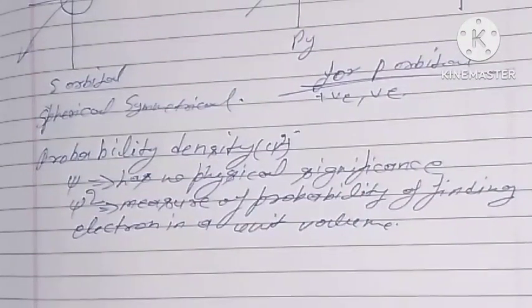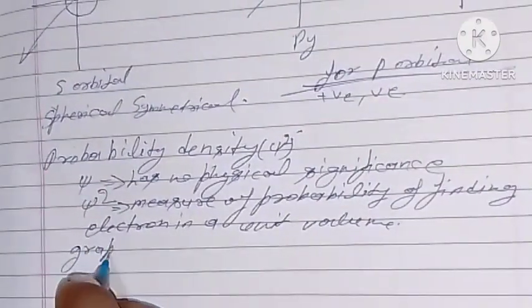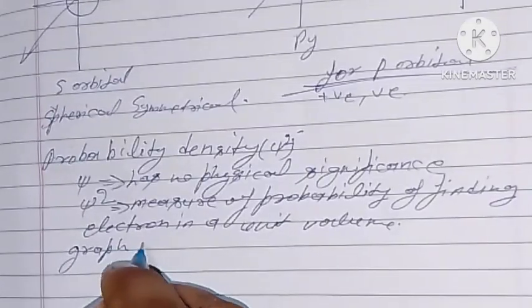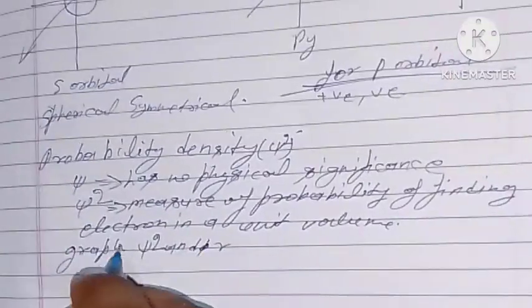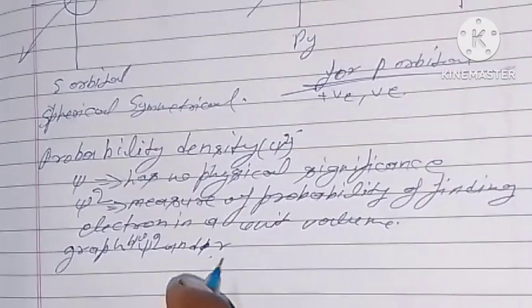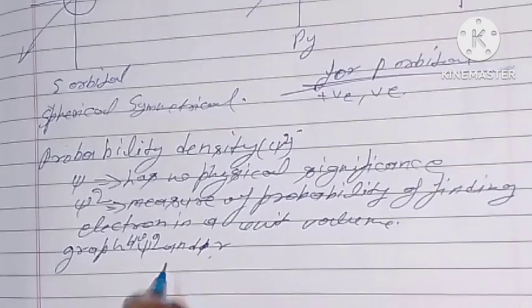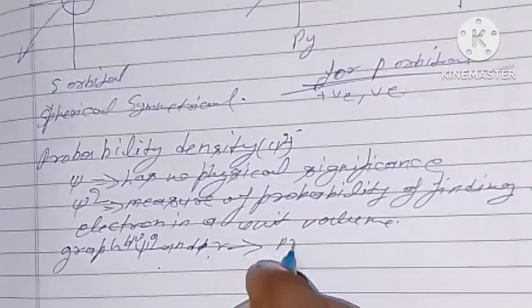The graph between psi square and r shows probability density. The graph between psi square and r. Probability density.